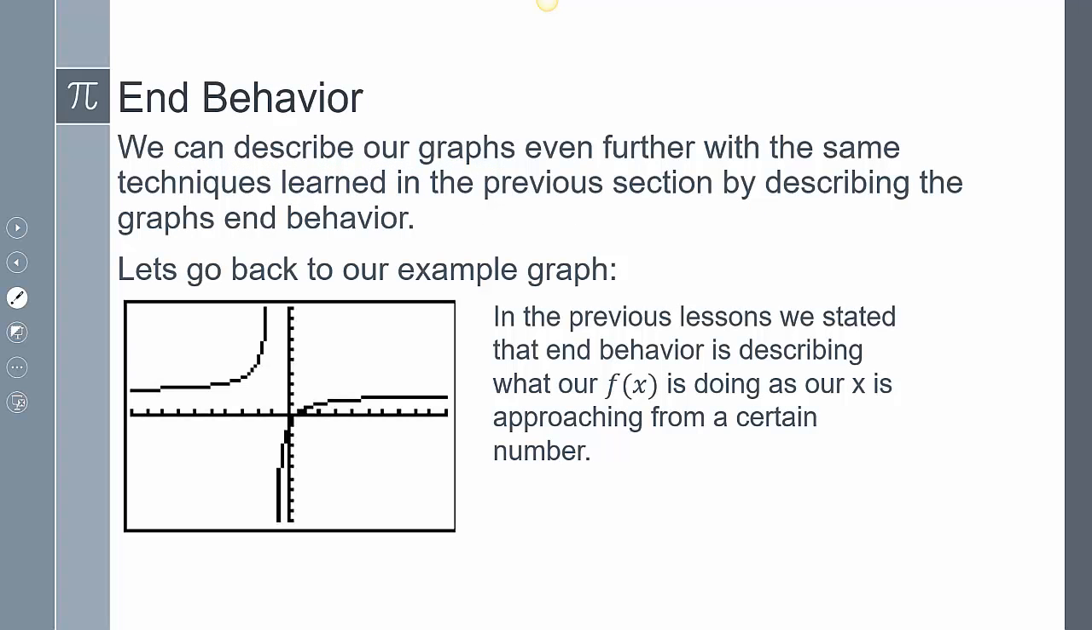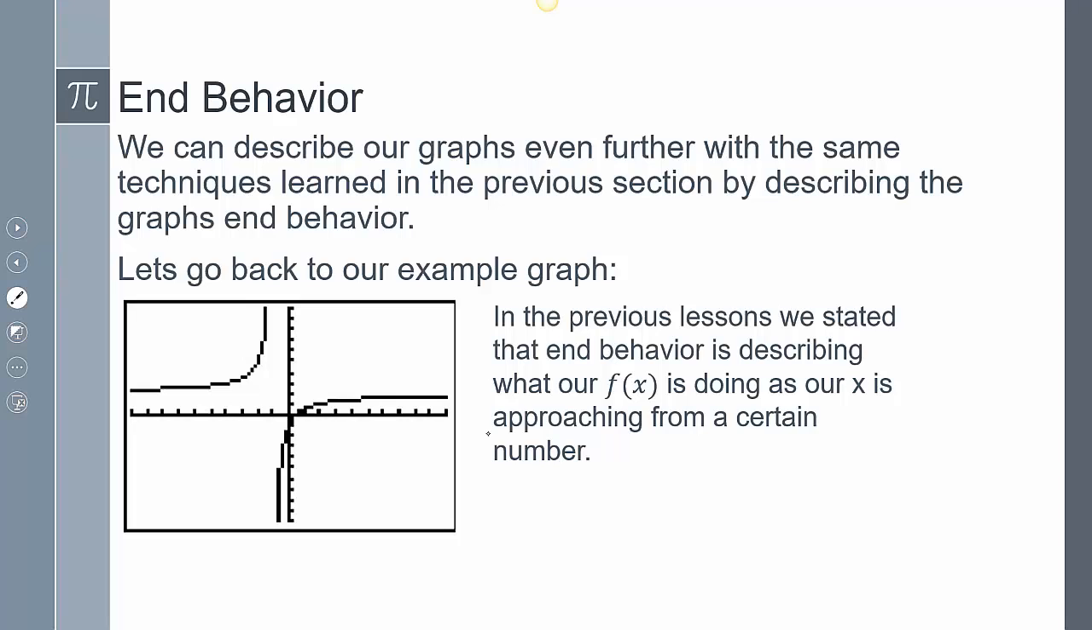Now, if we go back to our previous graph, this has been the common graph we've been using for our past two lessons. We talked about this idea of vertical asymptotes and horizontal asymptotes. Now what we're going to do is take those two concepts and put them together in describing the end behavior.